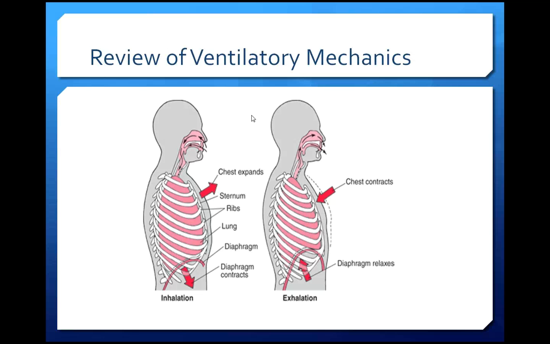Exhalation, again, quiet breathing: the elasticity of the lung tissue and of the resting muscles and rib cage expires the air. Active exhalation uses the internal intercostals as well as the abdominal muscles, actively working to push air out.